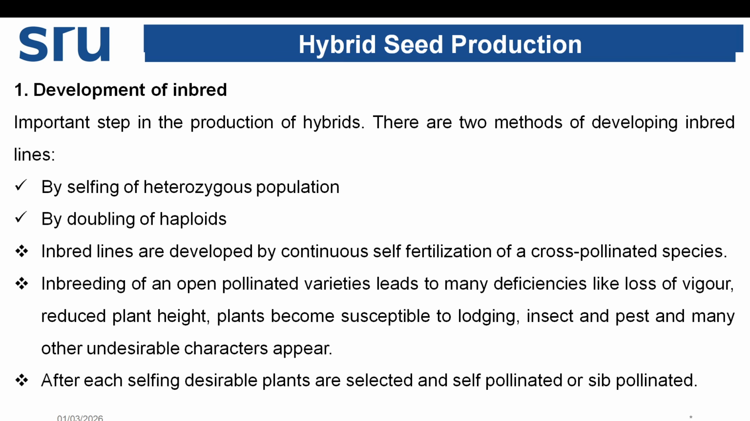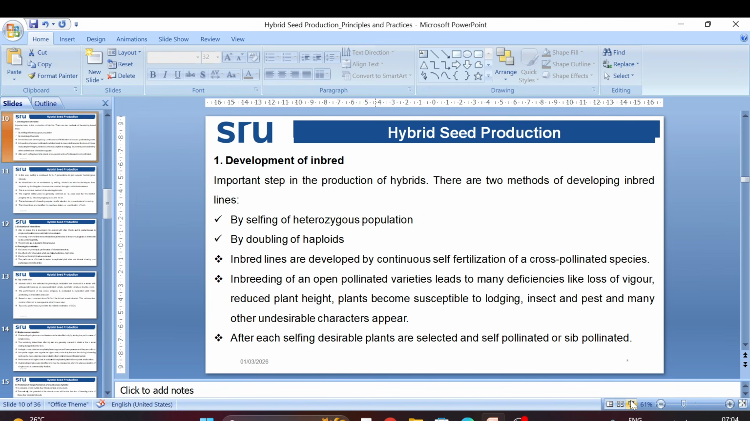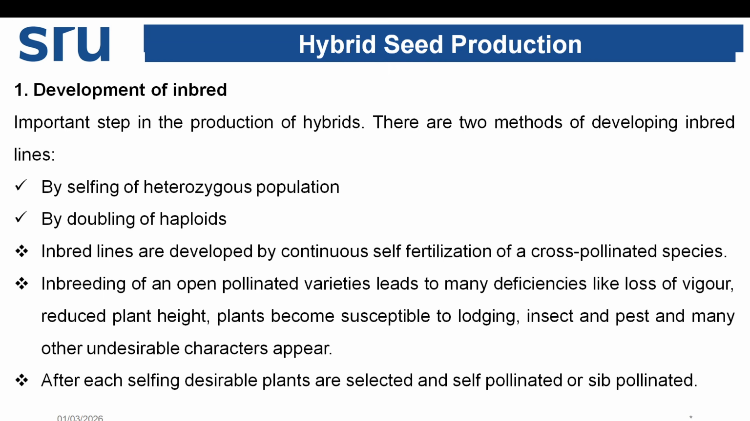Now first, one by one we will see. First, development of inbreds. It is an important step in the production of hybrids. There are two methods of developing inbred lines. The first is by selfing of a heterozygous population, as we have discussed in earlier slides, that is, inbreeding in cross-pollinated crops.